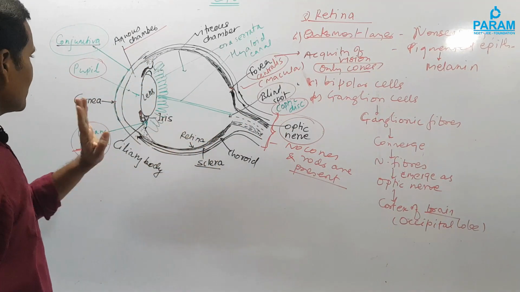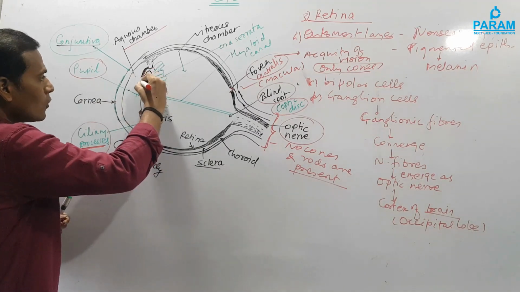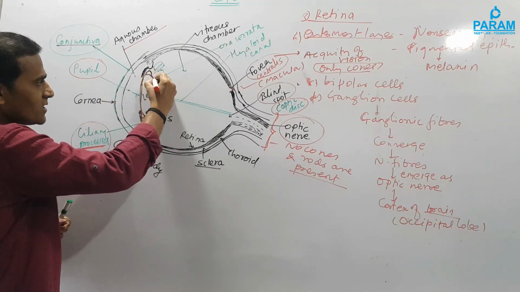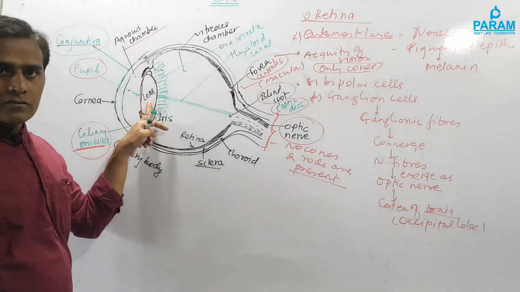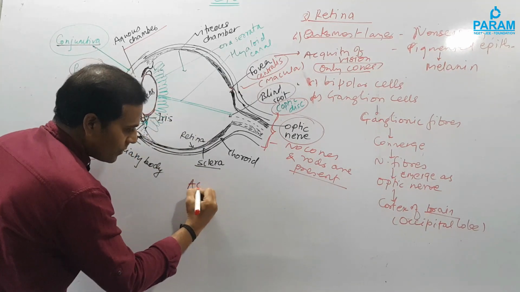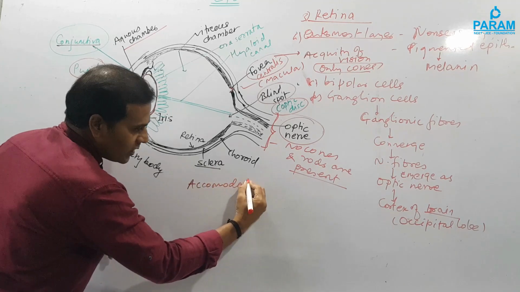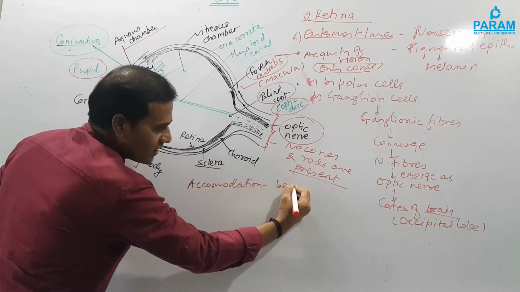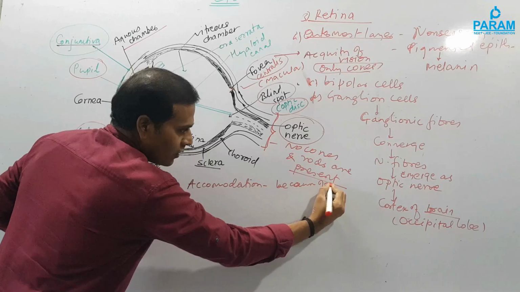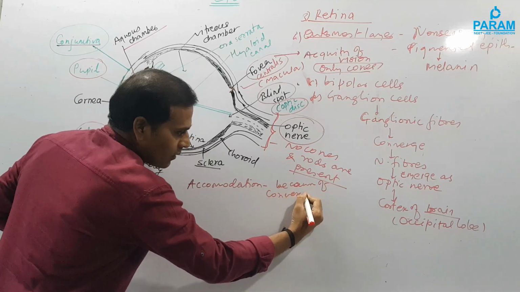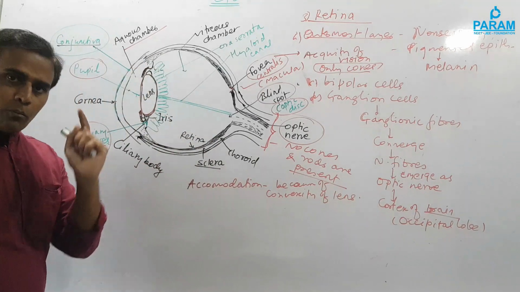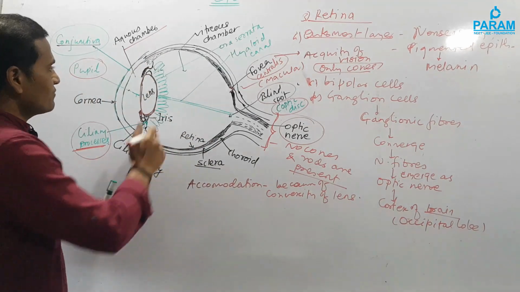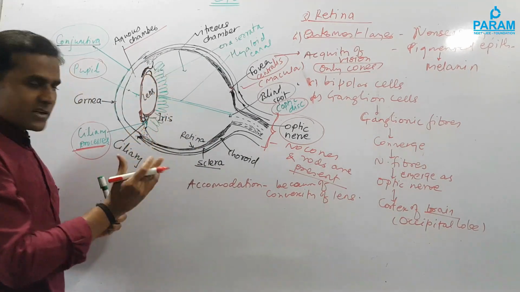Well, now sclera, choroid, iris, lens. Now power of accommodation, it is because of biconvexity of this lens. I will write it here, accommodation. Accommodation is because of convexity of lens.